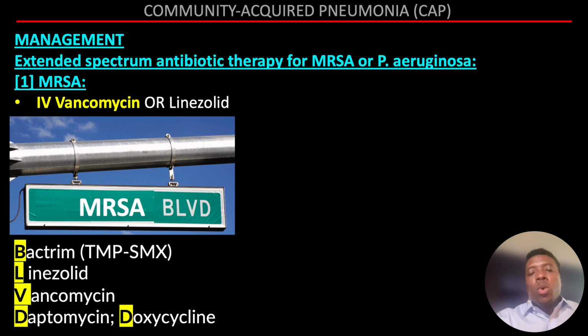Now, what about if you worry about MRSA? If you worry about MRSA and you want to treat them inpatient, you can use either IV vancomycin, very commonly used, or you can even use linezolid or daptomycin. My mnemonic is that MRSA likes to hang out on the boulevard. So Bactrim, B for Bactrim, is a very commonly used drug for MRSA. As a matter of fact, it's the most commonly prescribed oral drug for MRSA. You can use linezolid, PO or IV. You can use vancomycin, which is the first line IV drug in most cases for MRSA. Daptomycin can be used IV, and doxycycline can also be used to cover for MRSA. Not on this chart, but a notable mention is that clindamycin does also have some MRSA coverage.